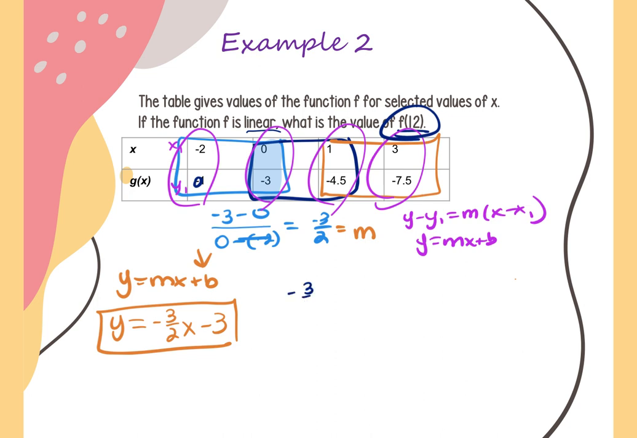So negative 3 halves times 12 minus 3. 2 goes into 12 6 times, and you'd get negative 18 minus 3, which is negative 21. And negative 21 is your value of f of 12.